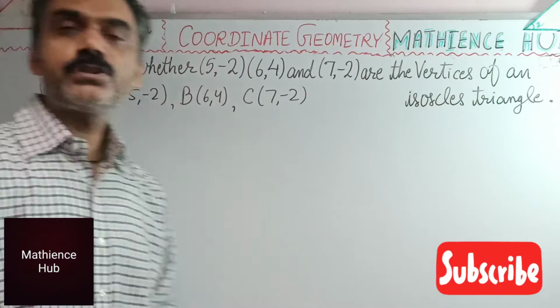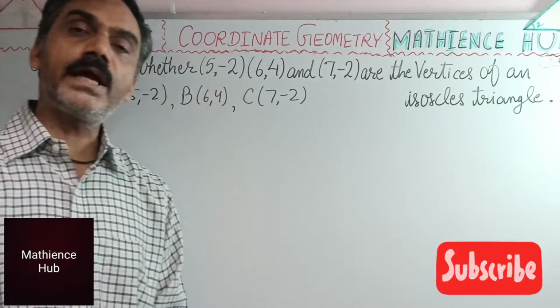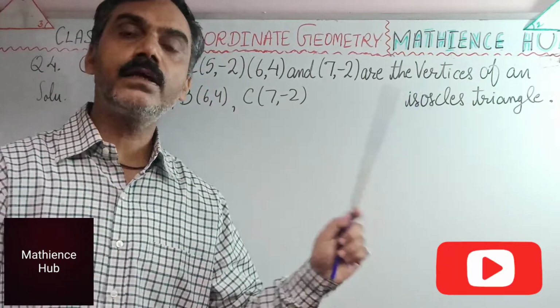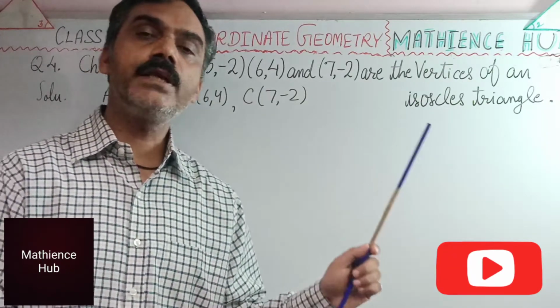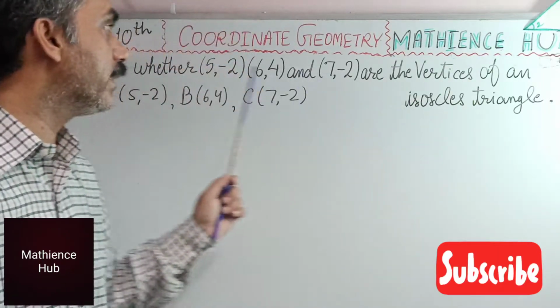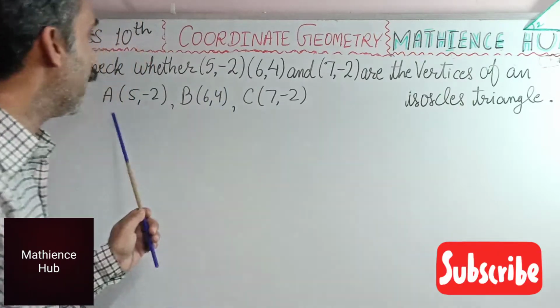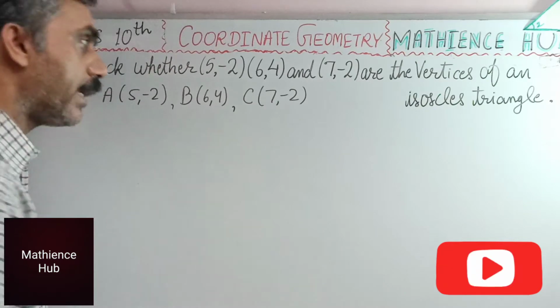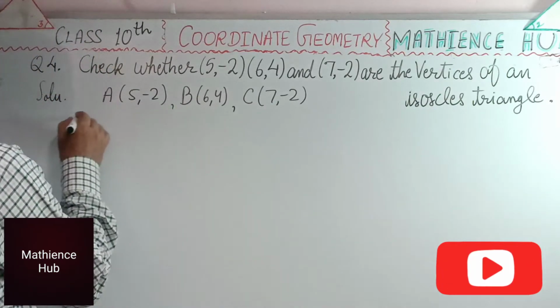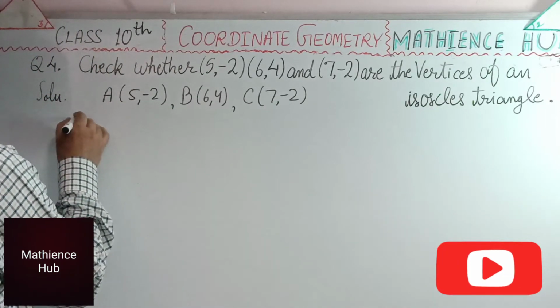You know, what is the property of an isosceles triangle? Two sides are equal. Any two sides are equal. So we find the distance between AB, BC and CA and check whether any two sides are equal or not. First we find AB.